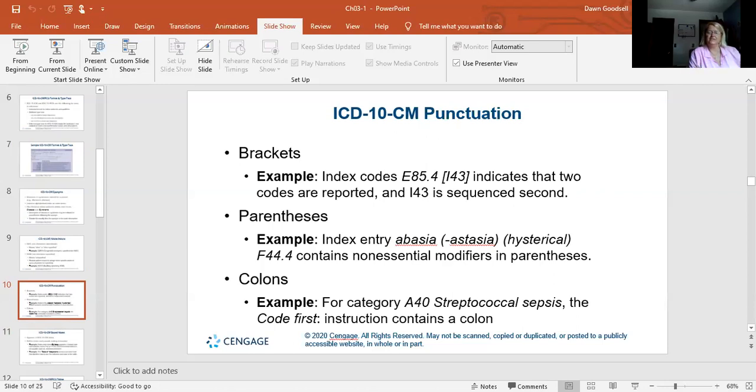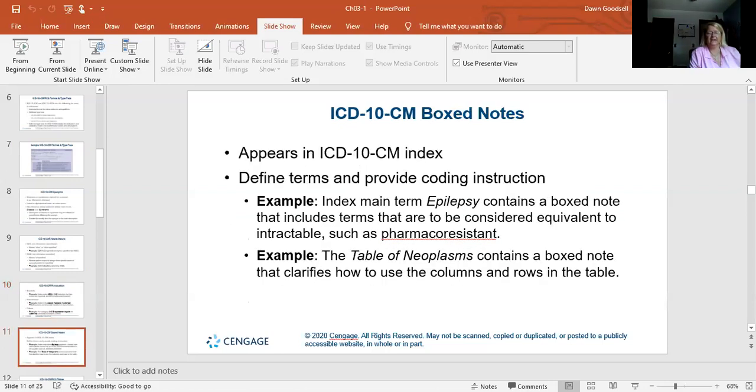So what goes first, what goes second is dependent on what is documented in the tab section that tells you that this code goes first, or code first this, or sometimes it says code this second and code this first. So it's backwards, okay?